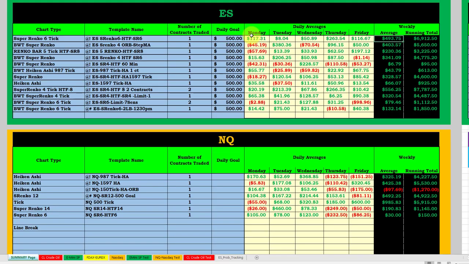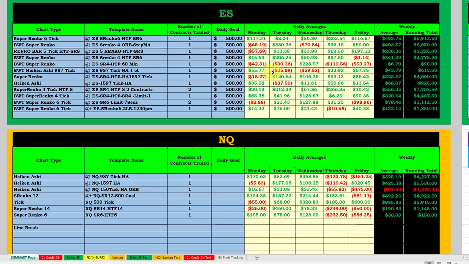Now I want to talk about the day of the week performance here, and this is something I've learned from watching the spreadsheet, and this strategy could be employed by anyone. So if we look at the best performing days, they're going to have the highest dollar value. So for this template, the best day of the week to trade this is Thursday, and then followed by Friday or Monday. For this template here, the best day of the week by far is Tuesday. And then for the Super Renko 5-tick, the best day of the week would be Friday, and so on.